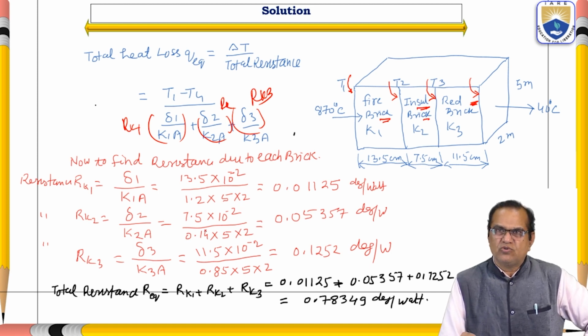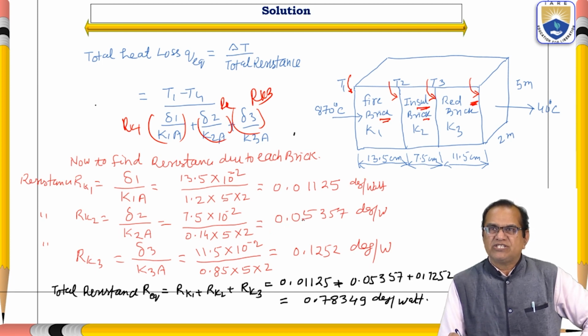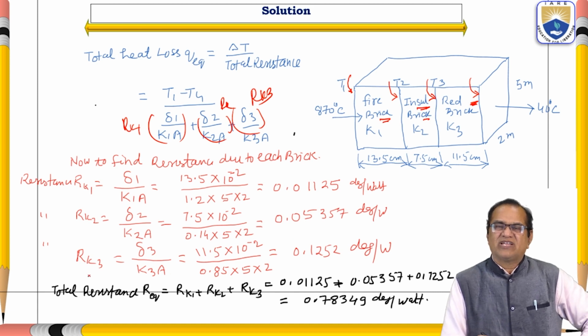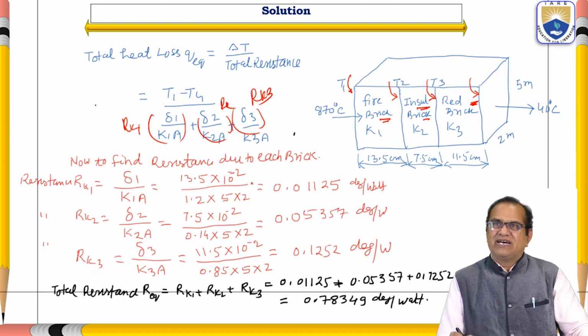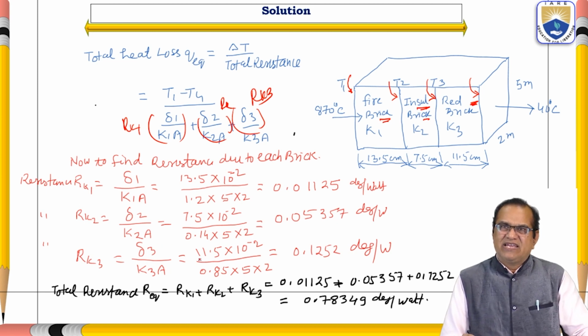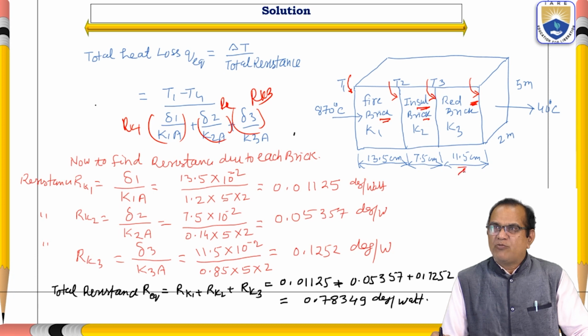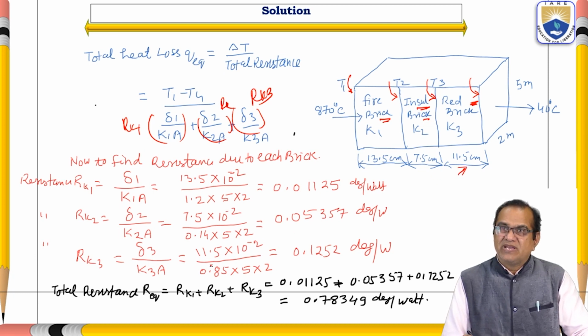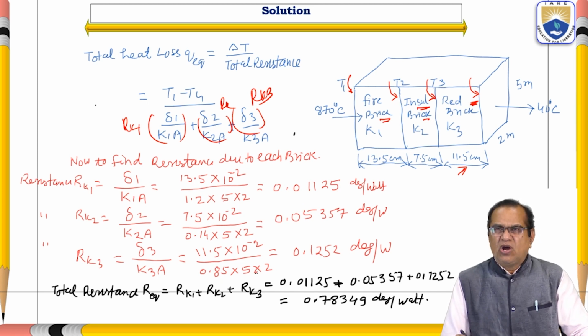Then we will see the resistance of this insulator is delta 2 divided by K2A, 7.5 into 10 to the power minus 2 divided by 0.14 into 5 into 2, which is equal to 0.05357 degree per watt. And in the same way, the resistance for the third wall is delta 3 by K3A, which is 11.5 into 10 to the power minus 2 divided by K3. K3 is 0.85. Area is equal to 5 into 2. You will get 0.1252 degree per watt.